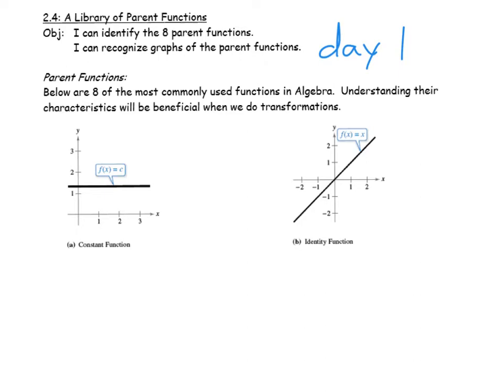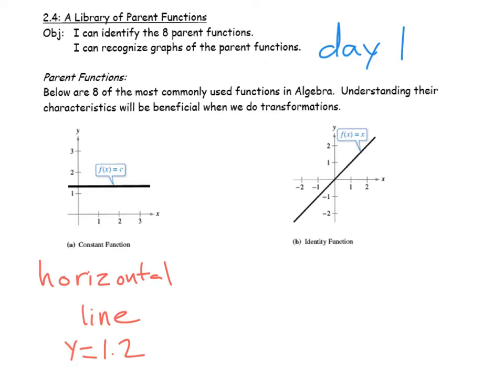All right, 8 parent functions. The constant, this is actually one we've seen. You know, some of these the book uses kind of a goofy name that I might switch a little bit. We've typically just called that a horizontal line. It's usually characterized by, you know, for this one, it looks like y equals 0.2. It's a line. It's not increasing or decreasing.